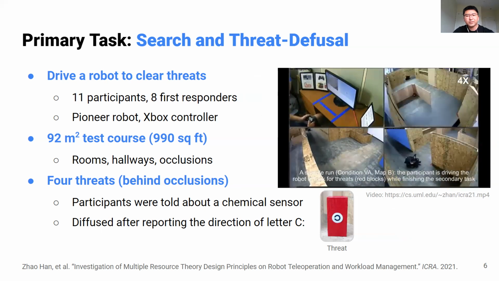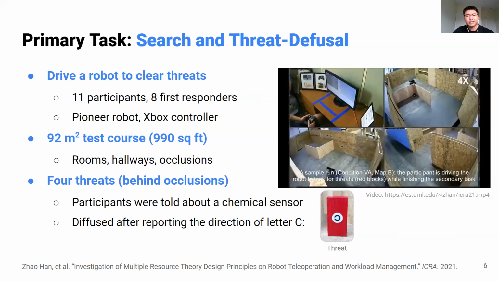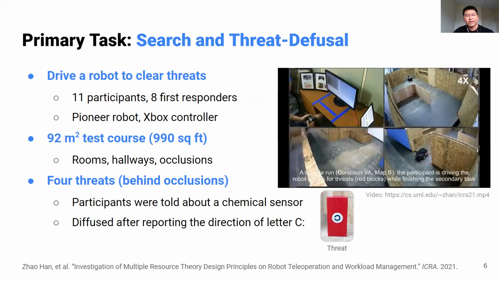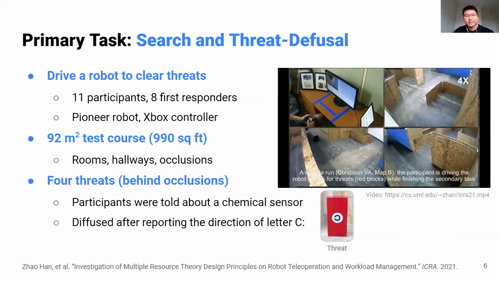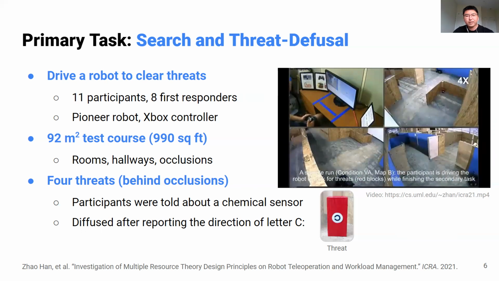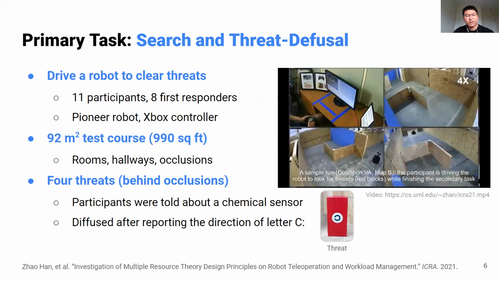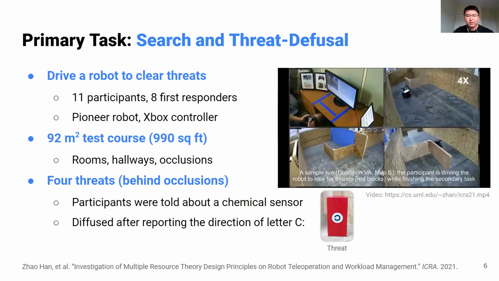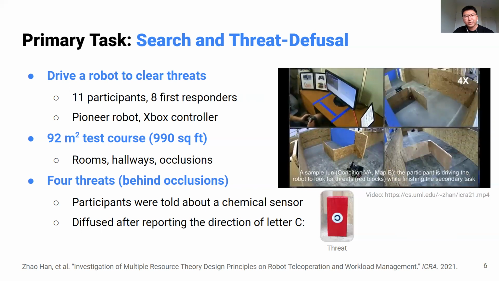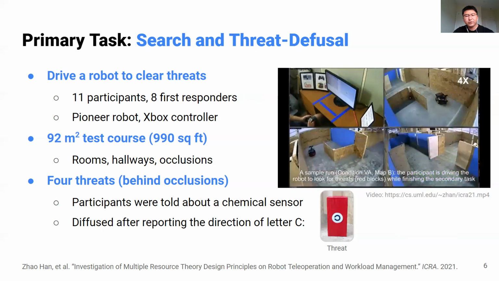Before the experiment starts, participants were told that there is a chemical sensor on the robot to detect the threats. Under the hood, we mark threats on the map that the robot used for navigation. A threat is detected if it's within 2.4 meters and 180 degrees in front of the robot. To defuse a threat, participants need to report the direction of the letter C, as you can see on the right. After clearing the threats, the system will no longer detect them.